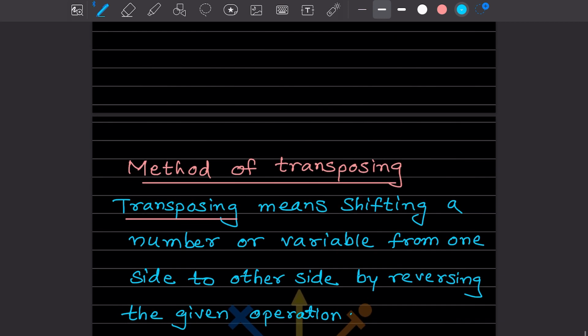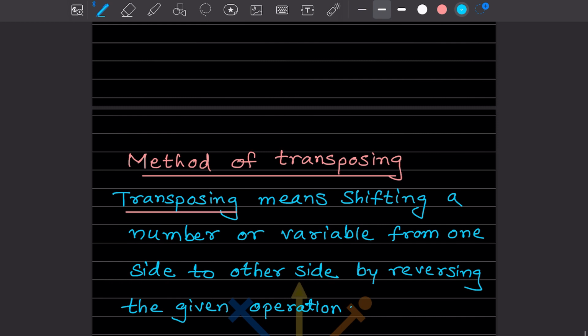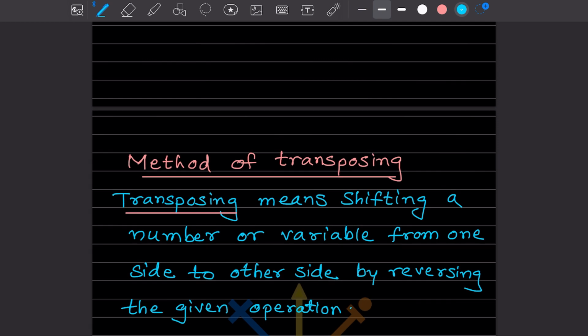So in this part, first we are going to look at a brief introduction. You must have heard about transposing. What do you mean by transposing? Transposing means you are going to shift a number, that can be a variable, from one side to the other side by reversing the given operation. Now let us see with the help of an example what it is in the exercise.